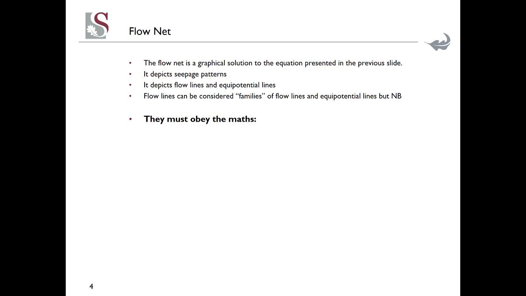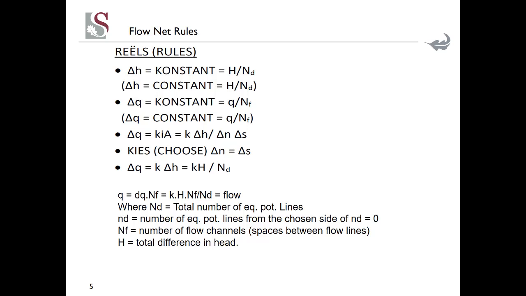On the flow net, you get flow lines and equipotential lines, which you can consider to be families of flow lines and equipotential lines, but very importantly, they must obey the rules. What are the rules? Delta H is constant, and it's H over Nd. Q is constant. Q is also, as we well know, k i A, which can be written as k delta H over delta N times delta S. And we say delta N is equal to delta S. Delta N is the distance between two flow lines, where delta S is the distance between two equipotentials, and we choose them to be the same for simplicity.